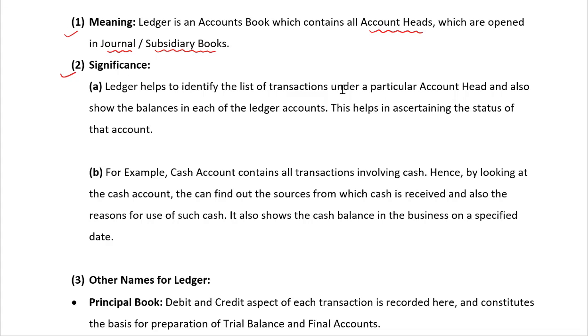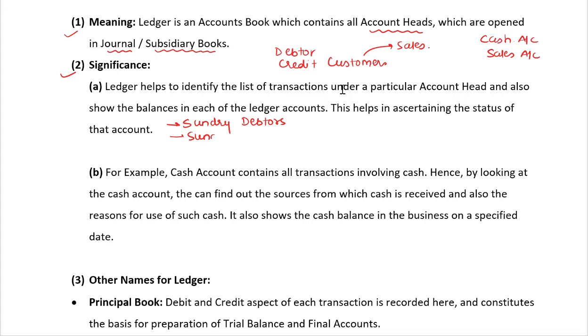For example, there are several debtors, or so many credit customers. We are making sales to credit customers. So cash sales will be taken to cash account and credit sales will be taken to sales account. We will also make a sundry debtors account. So we will group all the debtors together and put them under the head sundry debtors. Likewise, sundry creditors.